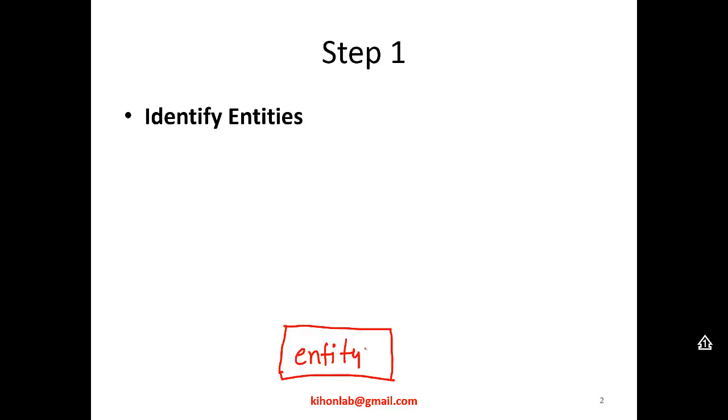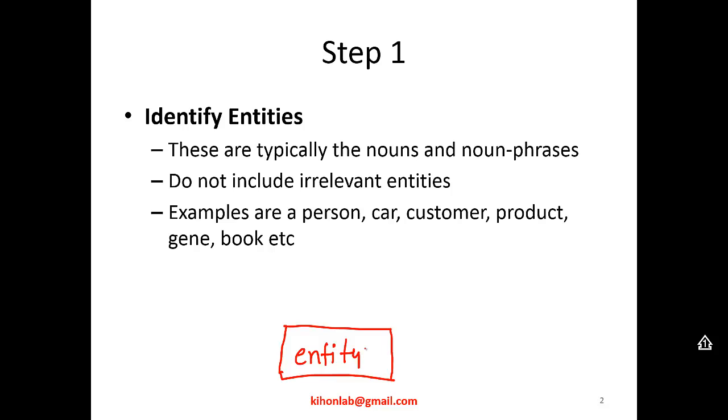Now how do you find entities if some information has come to you from the customer? These are typically the nouns and noun phrases. Do not include irrelevant entities in your entity relationship diagram. Examples can be a person, a car, customer, product, gene, book, etc. Those entities will be represented in a rectangular box with the name that is called the entity.